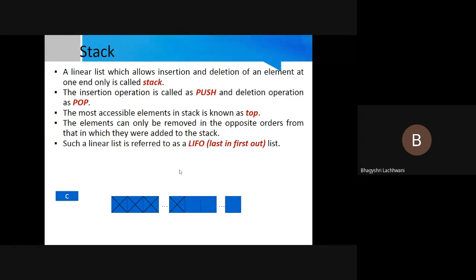Such a linear list is referred to as LIFO, that is, last in first out. The LIFO strategy is followed here. Now just take an example. First we have the elements A, B and C. Three elements will be in the stack. From this stack we can say A is the first element, B is the second element, C is the third element. Now this is the ordering of inserting elements into the stack. That means first A was inserted, then B, and then C.